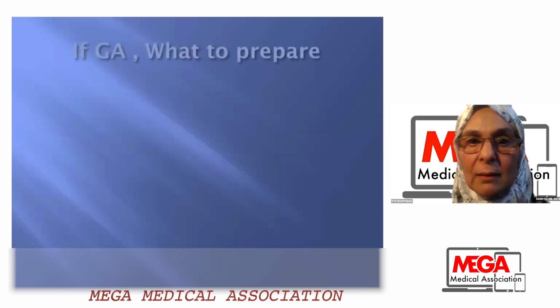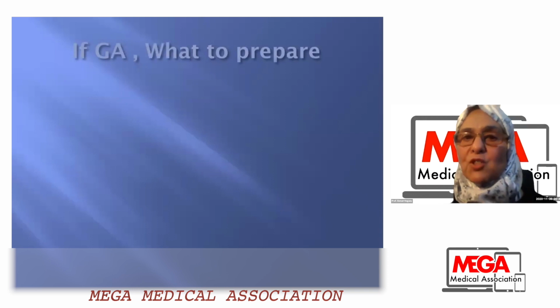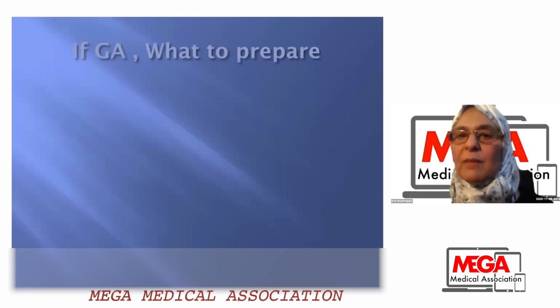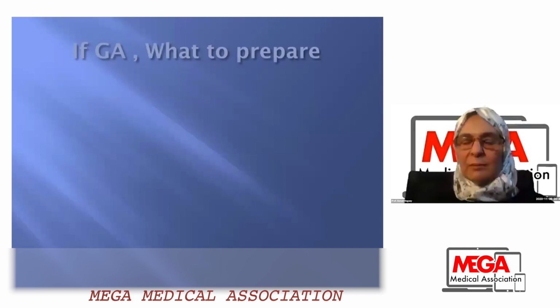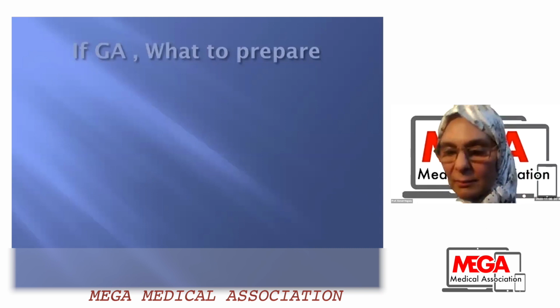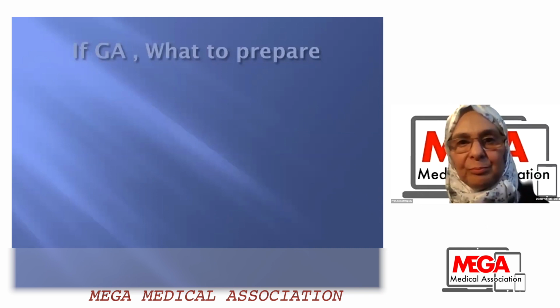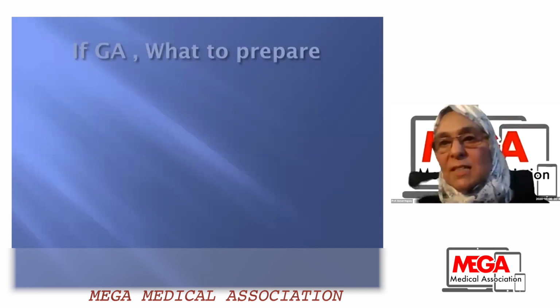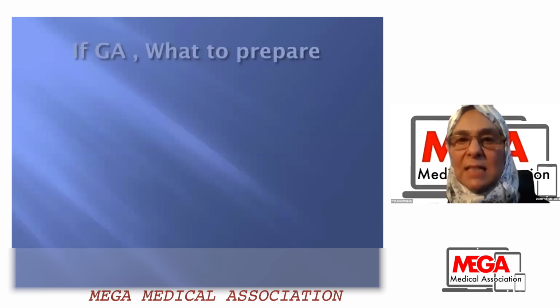Okay, then let's go. If you give spinal or regional and it did not work, you will revert to GA. What to prepare in the theater? What will you tell your colleagues to prepare in the theater? Answers, please. And we know that she is a difficult intubation. She has edema. I mean, what to prepare?